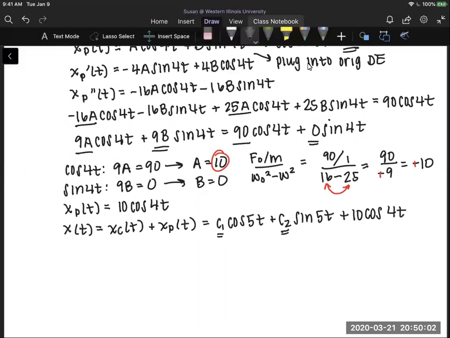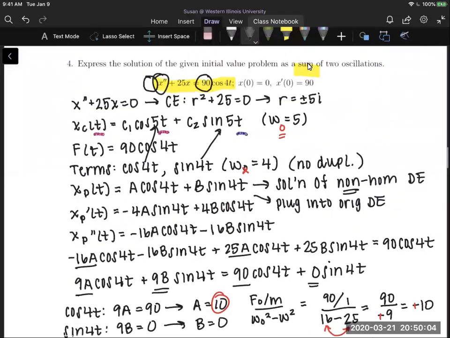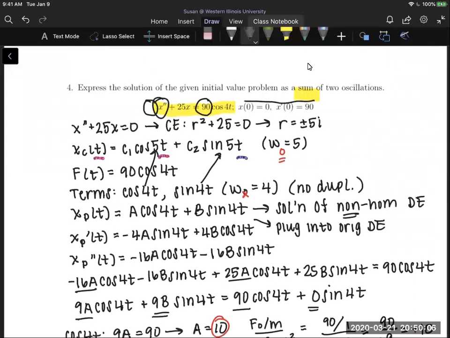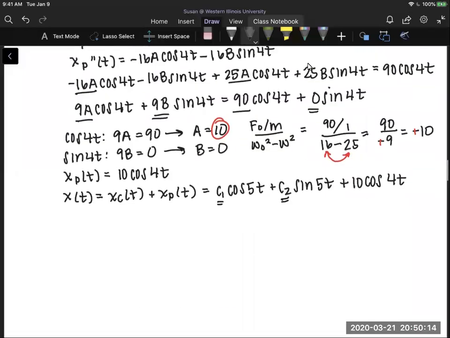So let me scroll up once more and just look at those initial conditions here. So we're using the fact that x of 0 equals 0 and x prime of 0 equals 90. So let's start first here with x of 0 equals 0. So I'm going to plug that into the equation directly above. That gives me a C1 plus 0 plus 10. So we identify C1 as being negative 10.